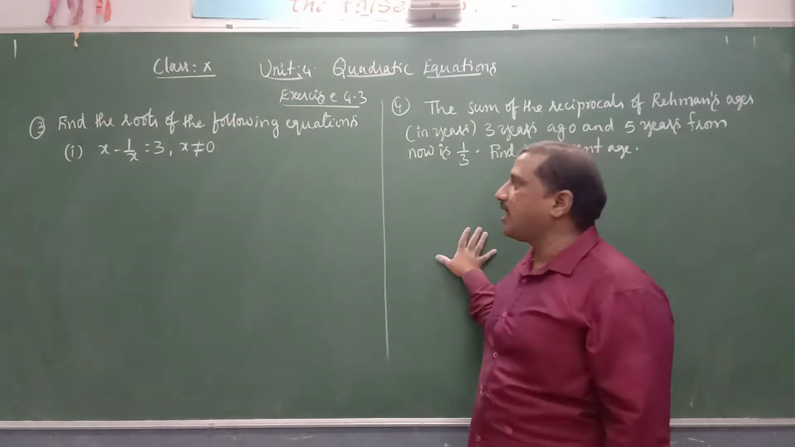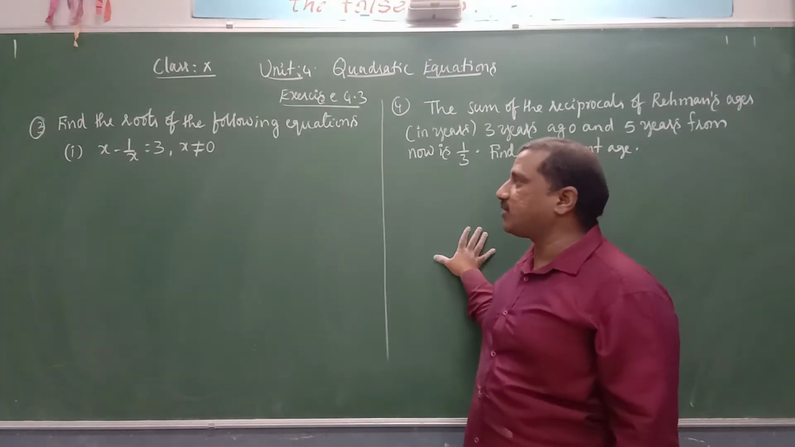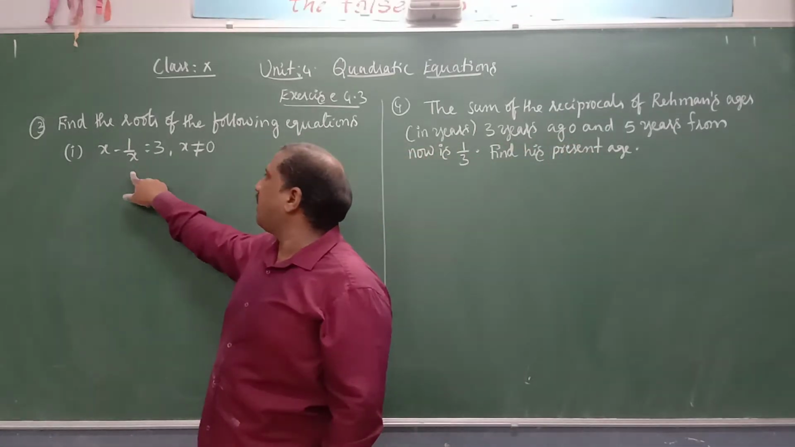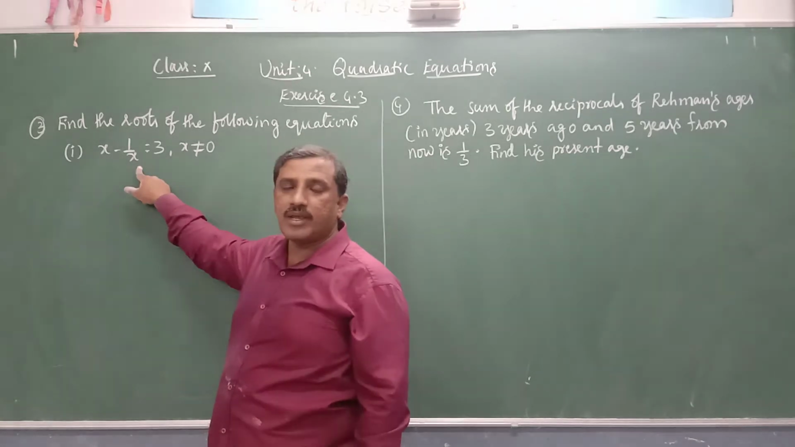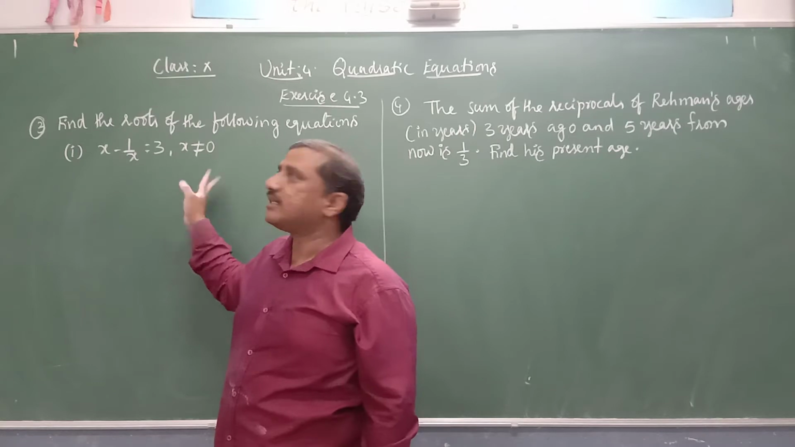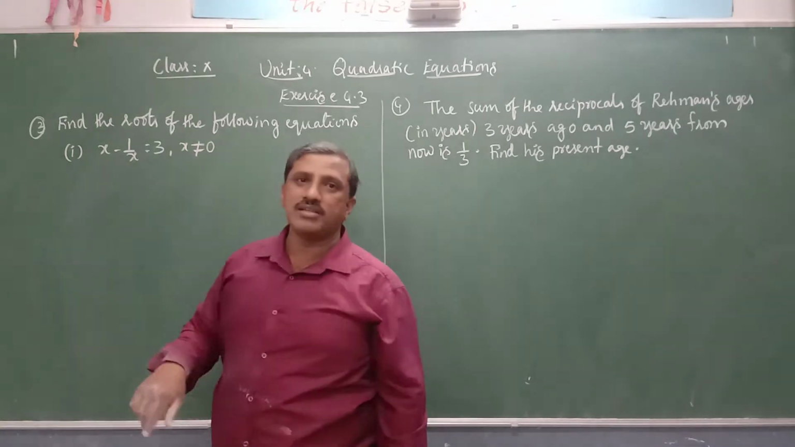One equation is x minus 1 by x is equal to 3, where x is not equal to 0. If x is equal to 0, what will happen? It is 1 by 0. What is the value of 1 by 0? It is undefined. That's why x is not equal to 0.